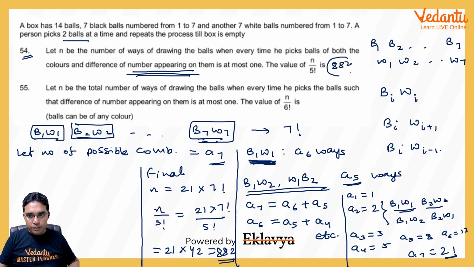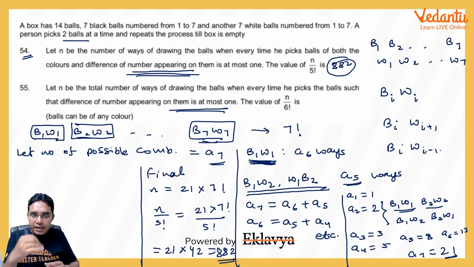Okay, this is one part. The second part says let n be the total number of ways of drawing the balls when every time he picks the balls such that the difference of numbers appearing on them is at most 1. This time the difference is at most 1, but the ball can be any color. I think this question is just the extension of this part, and you should be able to do it after knowing the solution of the first part.